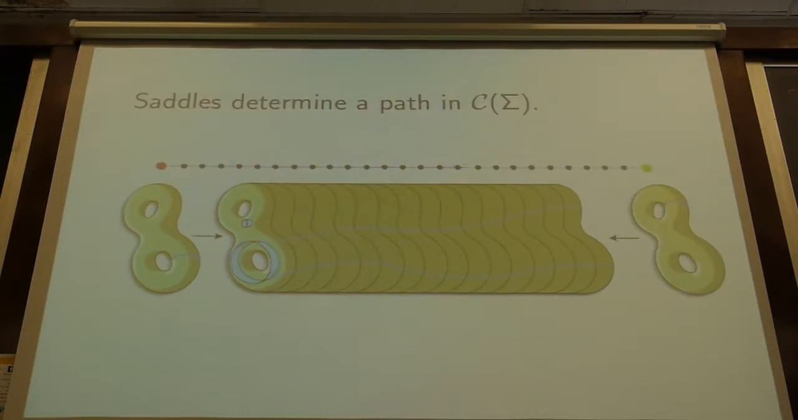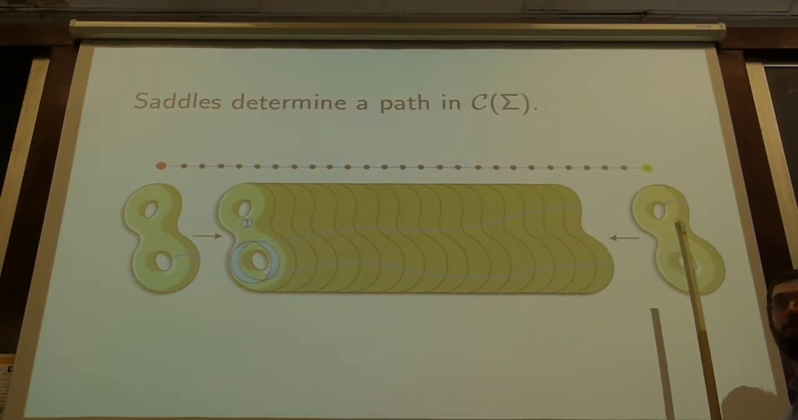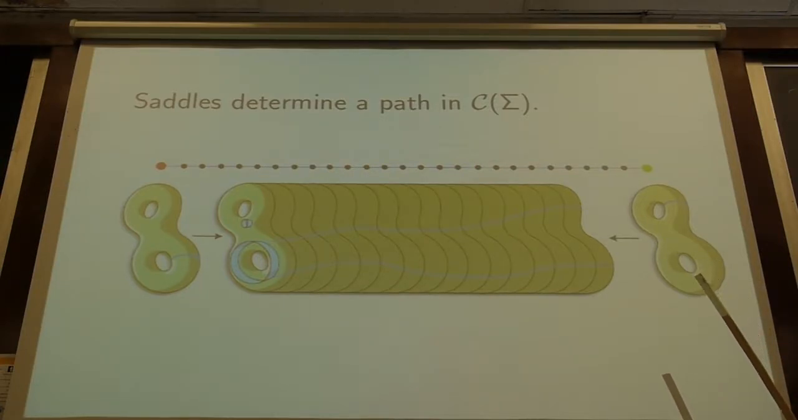What in your picture is sigma? So sigma is, well, there's a lot of sigmas. Each of these cross sections is a copy of sigma. So you're thinking of this as the covering, and downstairs they're all just sigma, and you're just moving from one curve to another. Yeah, and that's what the line across the top is.